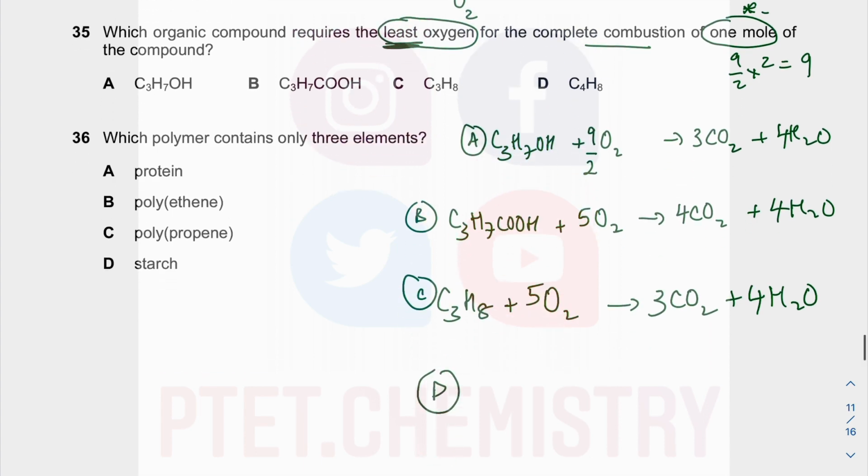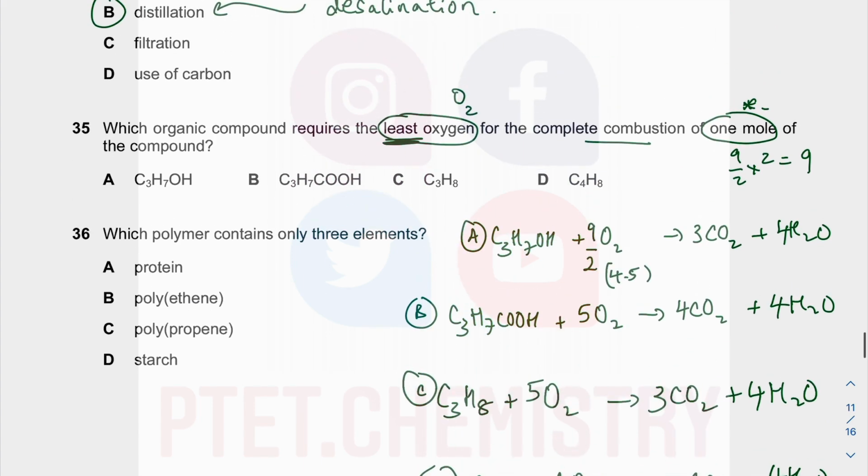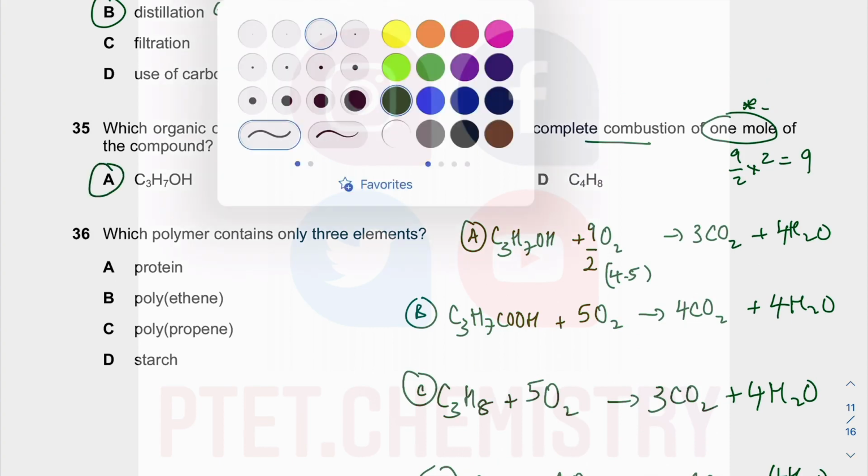And the last one is C4H8. So O2 goes to CO2 plus H2O, I need 4 CO2, I need 4 H2O. Look at the number of carbon, then the number of hydrogen, and then the number of oxygen. 4 times 2 is 8, 8 plus 4 is 12, so I need 6. 6 times 2 is 12. Well, 6, 5, 5, 9 over 2 is actually 4.5. Okay, so that is the least oxygen required. Phew, that was a long one.